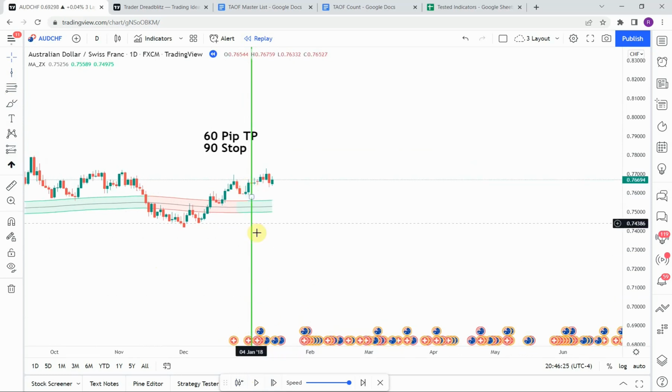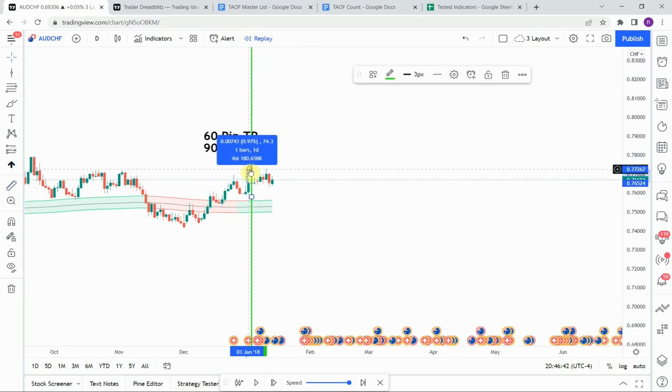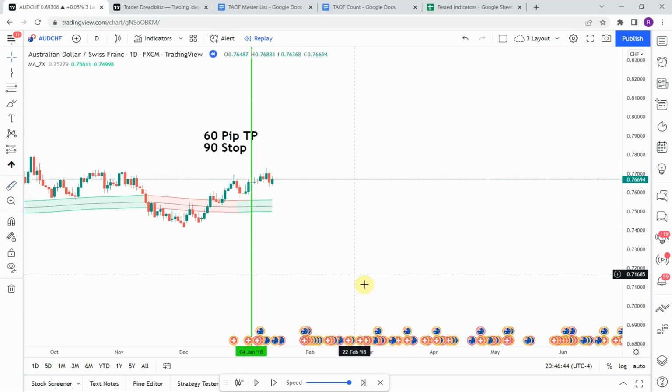Alright, so the first signal that we pick up is a long signal right here. Price is above the band, at least the lower one. And we get the shift to the double green right here on this candle. We enter there. We get a decent little push to the upside, and it is enough to get us to our take profit. Let's go ahead and continue on.